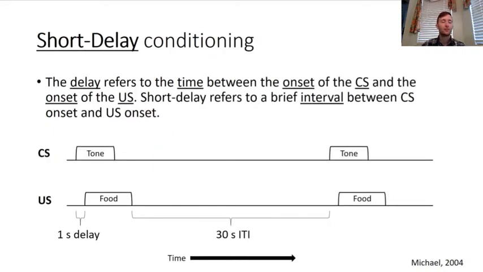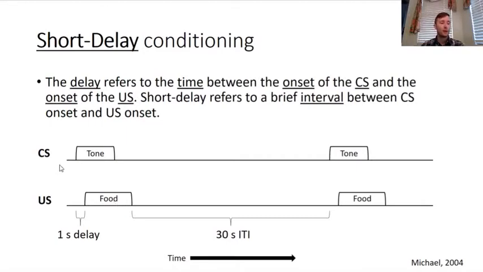So let's look at short delay conditioning first. The delay part of short delay conditioning refers to the time between the onset of the CS and the onset of the US. Short delay refers to a brief interval between CS onset and US onset. So in this diagram, time passes as you move from left to right. In the top part of the diagram, you have the conditioned stimulus, which is the tone. In the bottom, you have the unconditioned stimulus, which is food. And so the reflex response is going to be salivation here because the unconditioned stimulus is food.